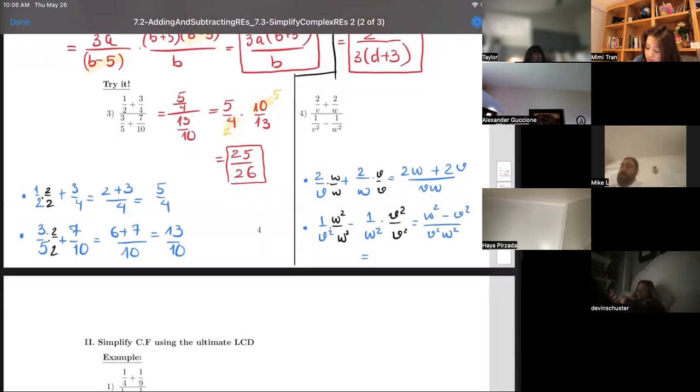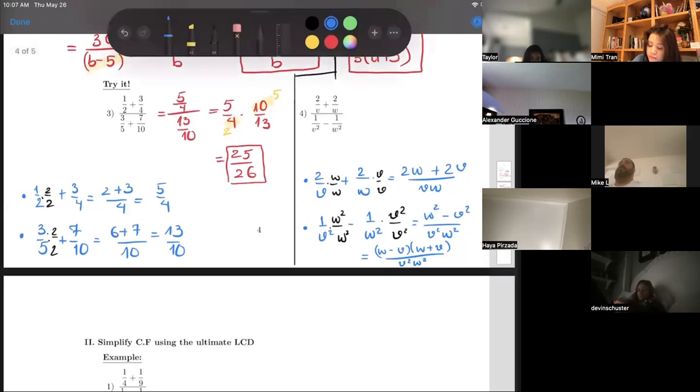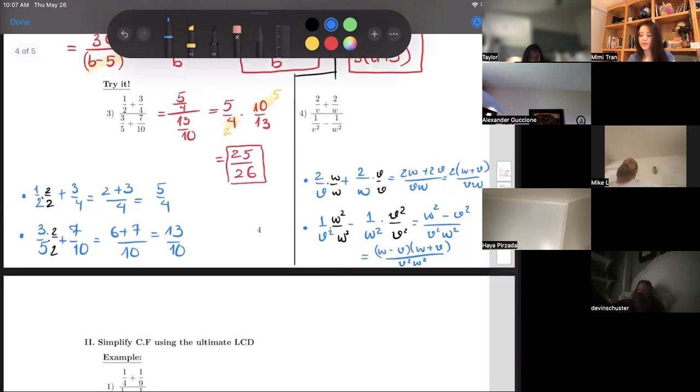I'm gonna factor the top. So it's gonna be W minus V times W plus V, and rewrite the bottom, V squared W squared. Let me rewrite this one. I write too large. I have 2W plus 2V over VW. So this is equal to 2, factoring out the 2, W plus V over VW. Okay, very good.